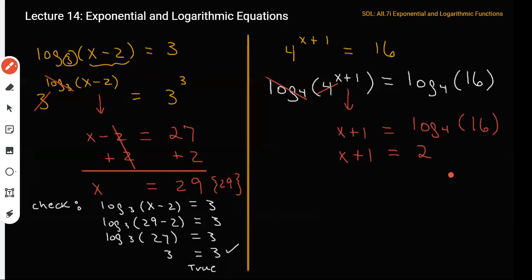And then I can subtract 1 from both sides. I feel a little bit better about doing that now. So now the 1's cancel out, and I'm left with x is equal to 2 minus 1, which is just going to be 1.